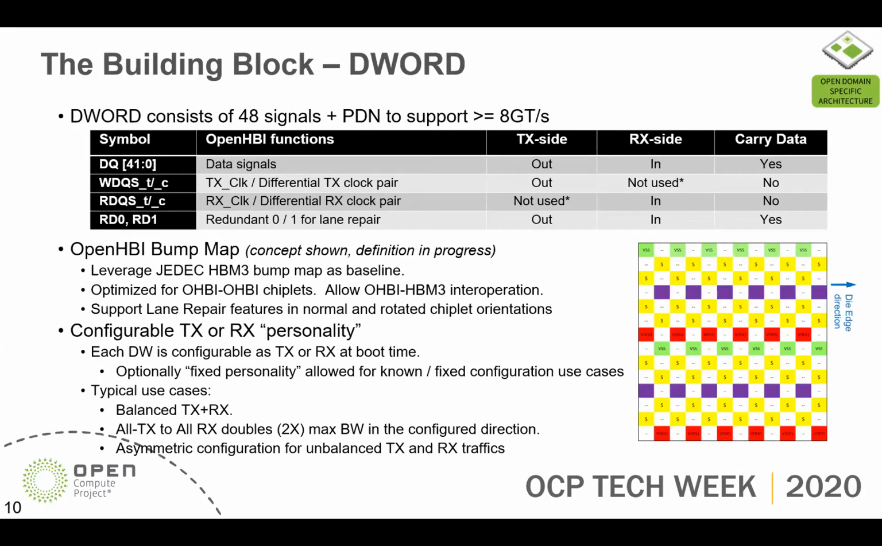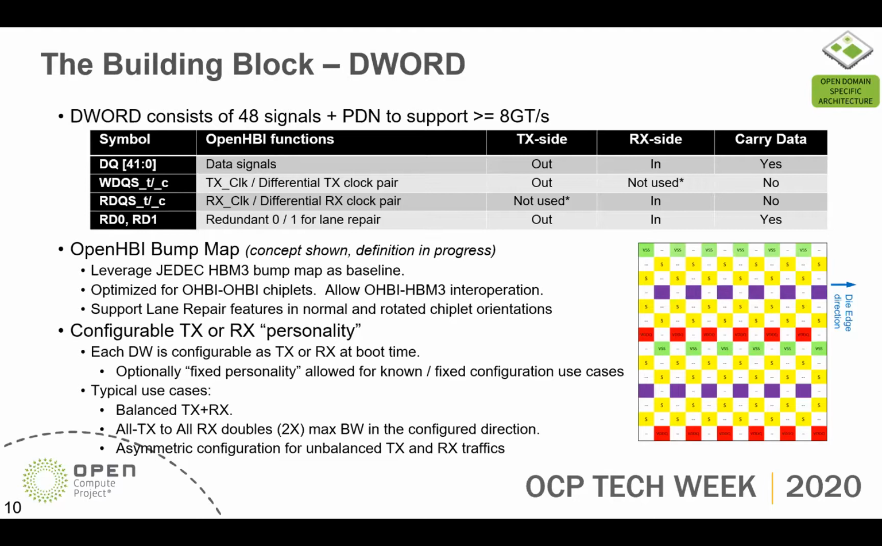So in the previous slide, I mentioned that if an implementation can support bidirectional D-word, the D-word can be configurable as a TX and the RX at boot time. However, for the chiplet that has a known or fixed configuration for specific use cases, they can design the D-word as a fixed direction or fixed personality for a more cost-effective as well as a more power-efficient design with a unidirectional I/O if they want to.